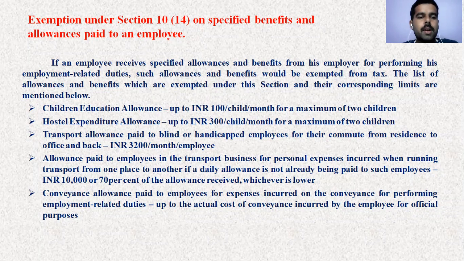The next one: allowances paid to employees in the transport business for personal expenses incurred when running transport from one place to another. If a daily allowance is not already being paid to such employees, it is Indian rupees 10,000 or 70 percent of the allowance received, whichever is lower. Then convenience allowance paid to an employee for expenses incurred on convenience for performing employment related duties, up to the actual cost of convenience incurred by the employee for official purpose.